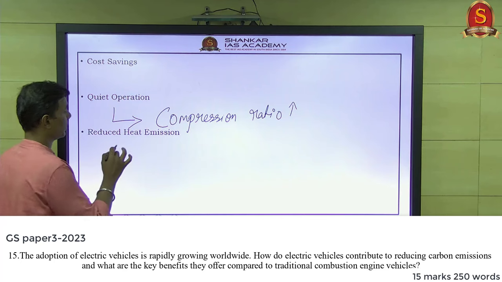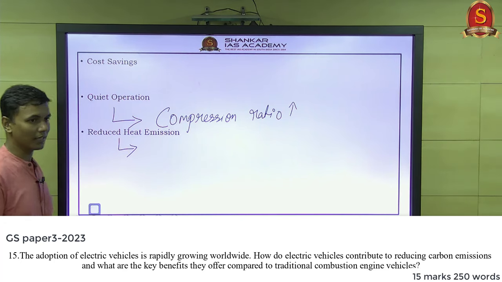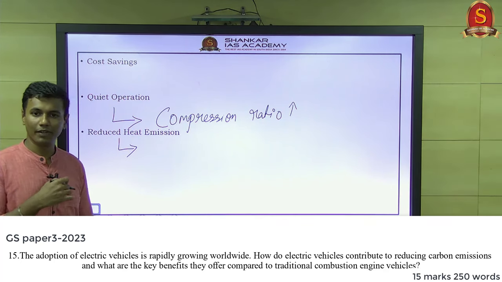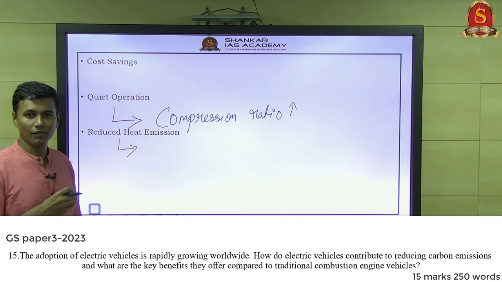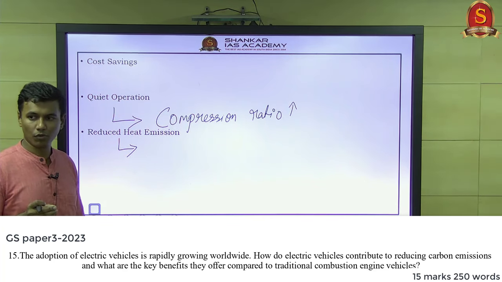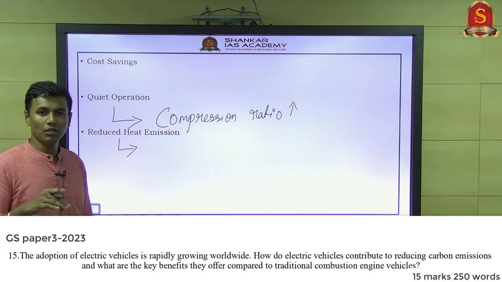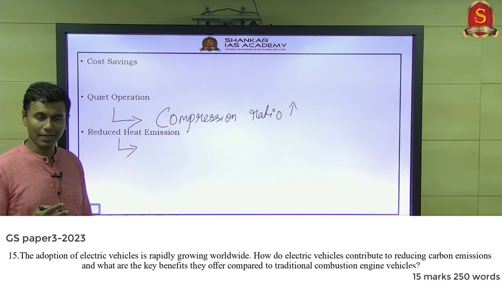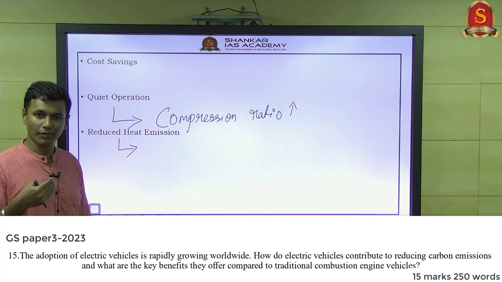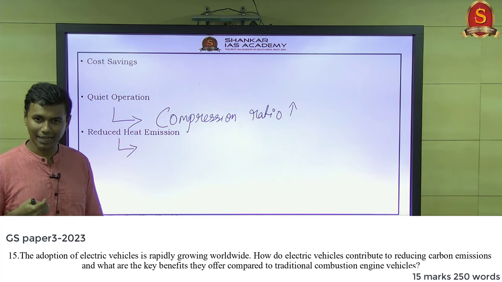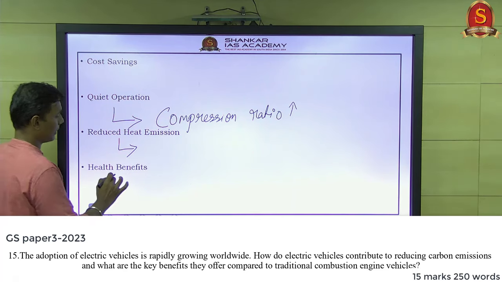And then reduced heat emission. Since engines generate a lot of heat, the concept of engine oil itself is not here. You don't have coolants or anything. You have a certain amount of coolant only for the battery packs. So, since oil is not getting heated inside, it reduces the heat emission from the vehicle, which may transmit inside the cabin also.